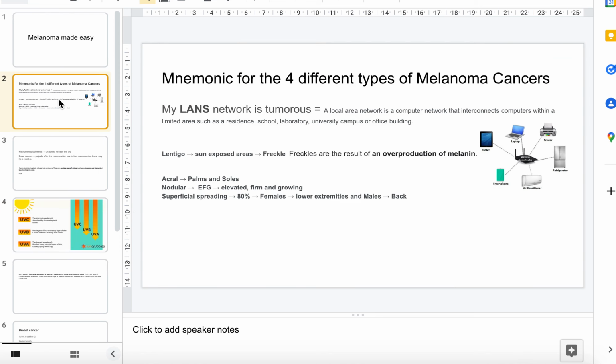LANS: L as in lentigo, which affects the sun exposed areas and is called freckles. A as in acral, which affects the palms and the soles. N as in nodular, which is very fast growing. It can go to the lymph nodes, and it's very fatal. And the S as in superficial spreading, which represents 80% of the melanomas.